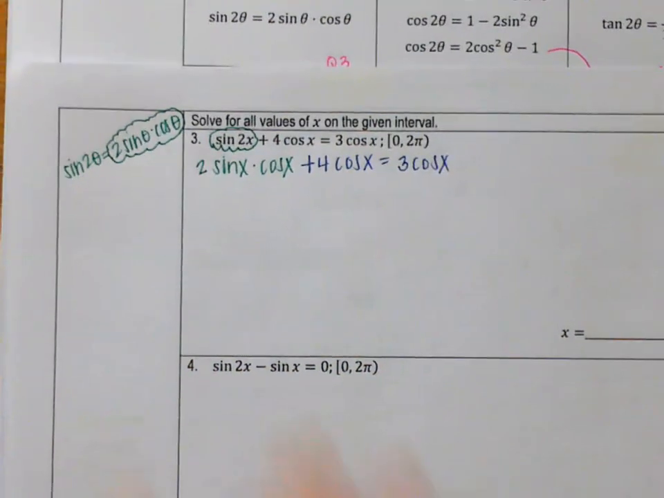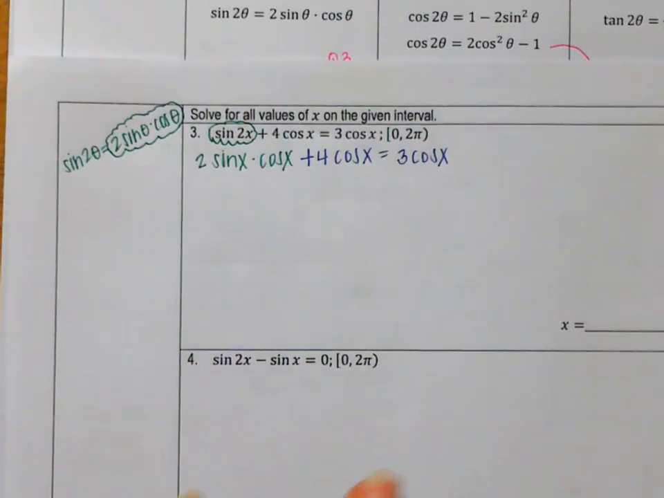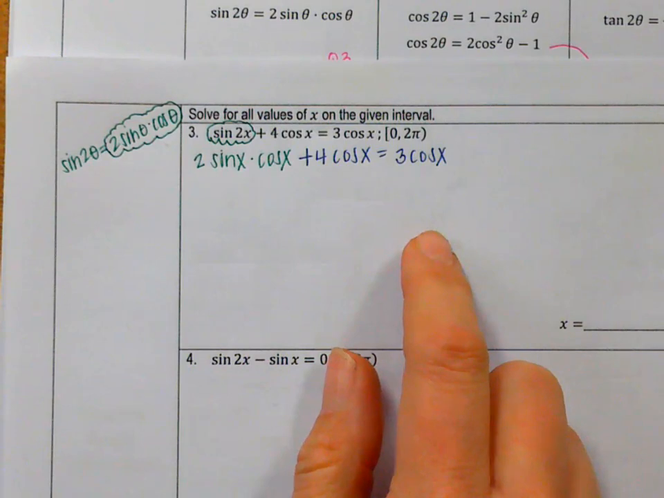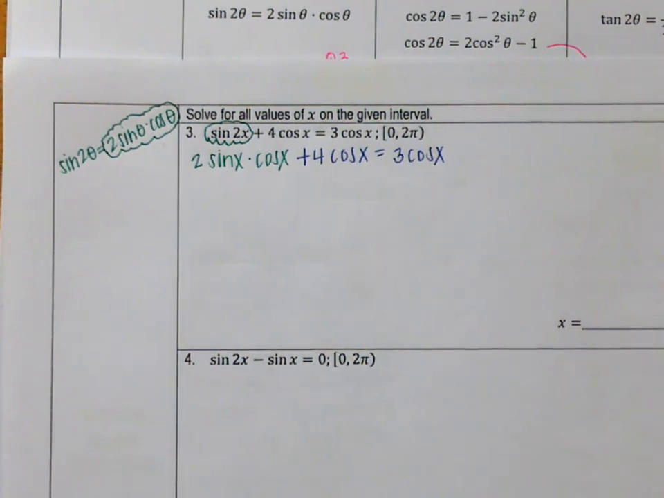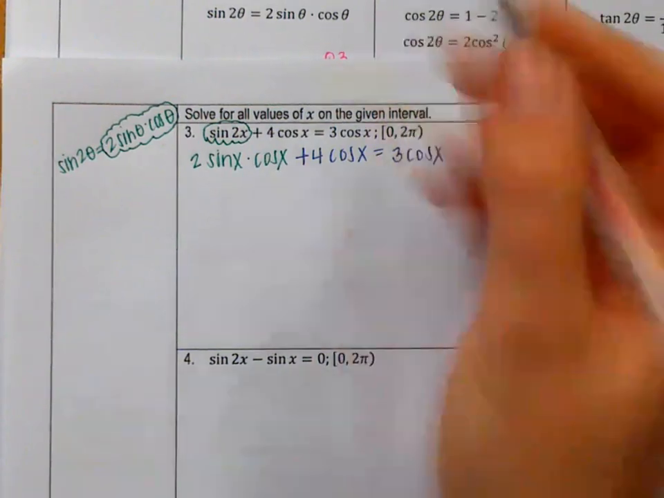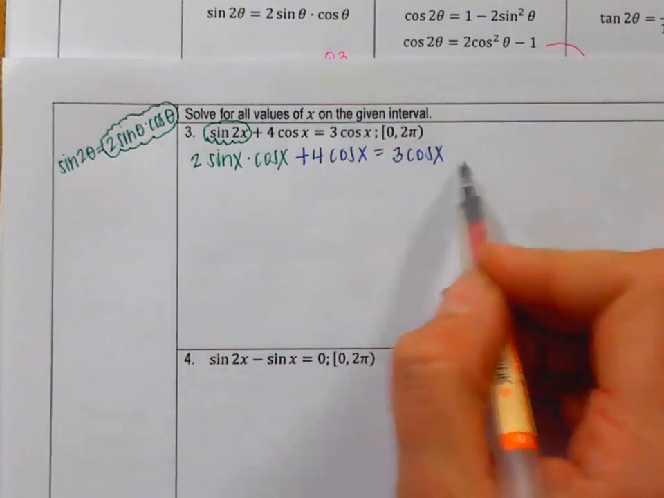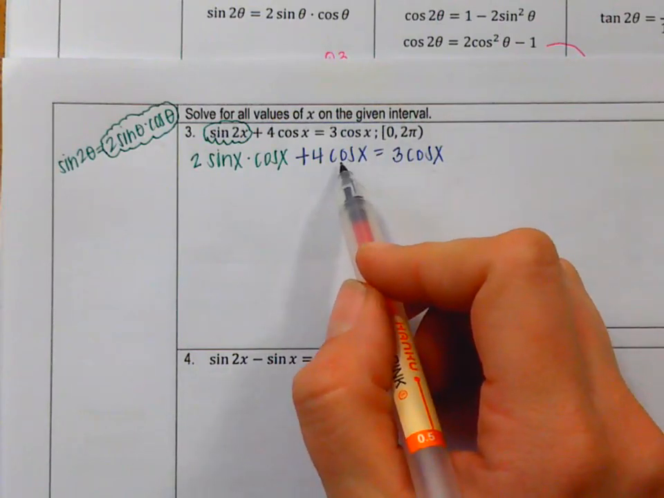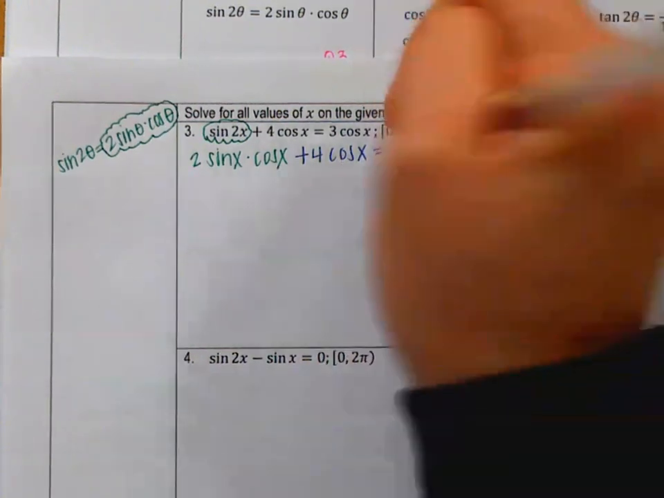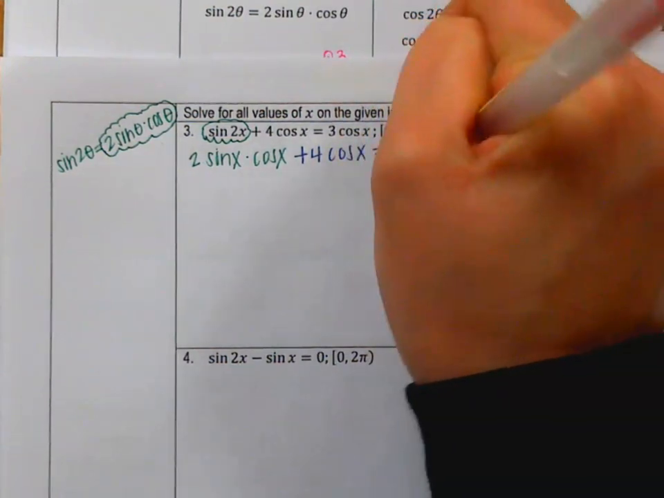Now, at this point, okay, it still looks like a lot, but whenever I'm trying to solve a trig equation, my first thought is to move everything to one side. So this 3 cosine x, I'm going to move to the other side. Now this is a cosine x. This is its like term, right? Because they both have a cosine x. So I can combine those.